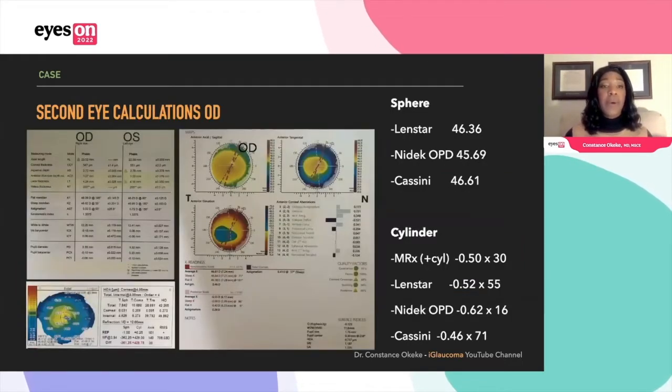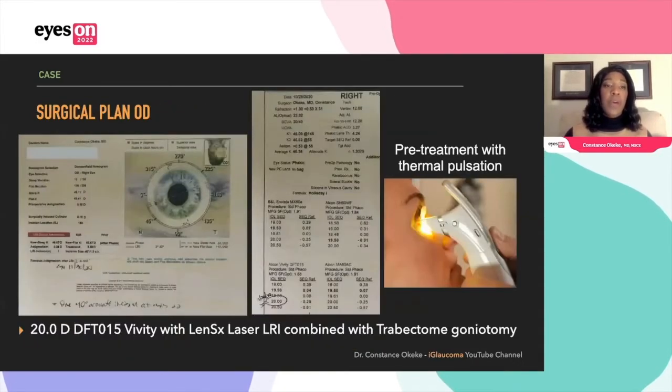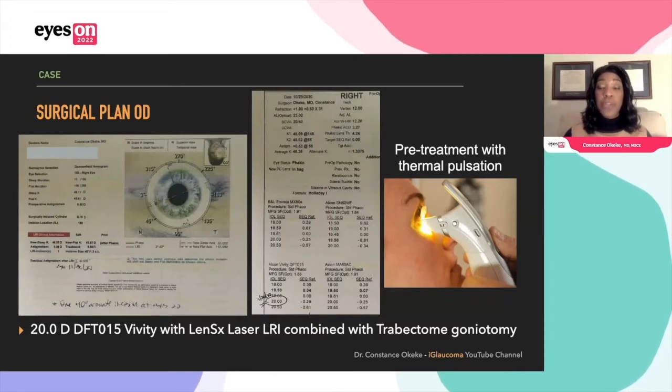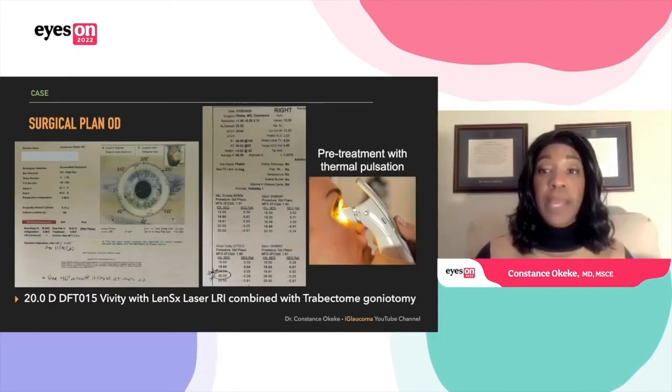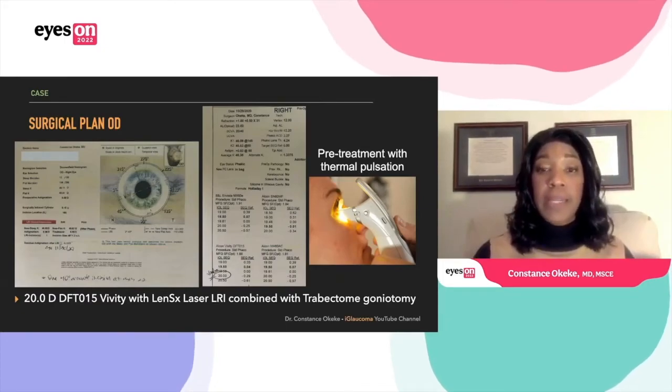Her second IOL calculations were very similar in that we got the LENSTAR, NIDEK OPD, and the Cassini. She didn't have quite as much astigmatism, so when we did our calculations, we found that she would benefit from LRIs. We utilized a 20 diopter DFT 015 Vivity lens with the LenSx laser, and combined that with the Trabectome goniotomy in her left eye. She also had the pretreatment with the iLux.